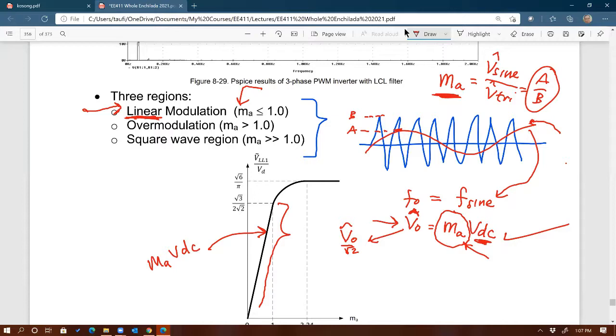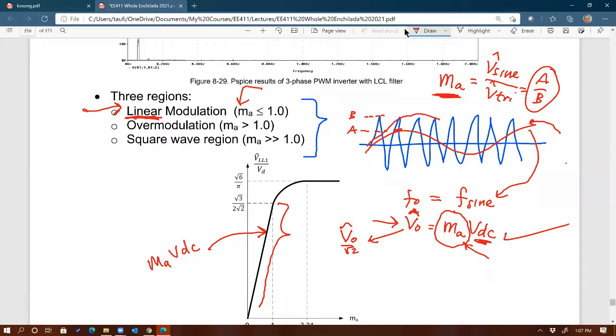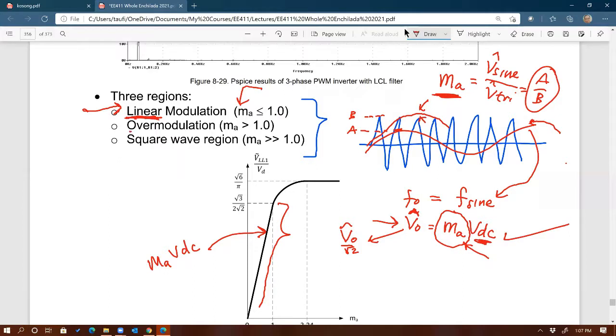If you increase the peak of the sine wave to be larger than the triangular wave, let's say like that, so starting to be larger than the peak of the triangular wave, then you get into overmodulation, the knee region right here, where the output voltage is no longer a linear function of MA times VDC, no longer this, right? That's why it's going to be harder to control if you do this, right? So this is to be avoided.